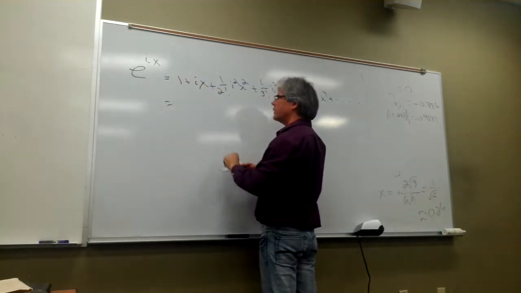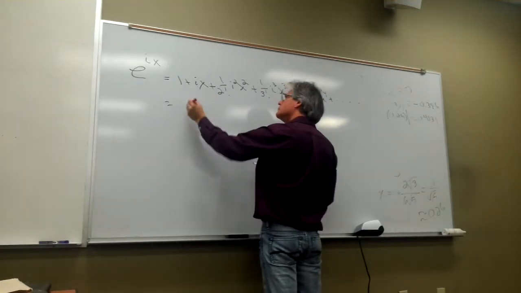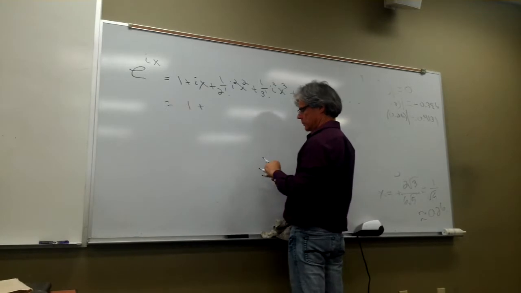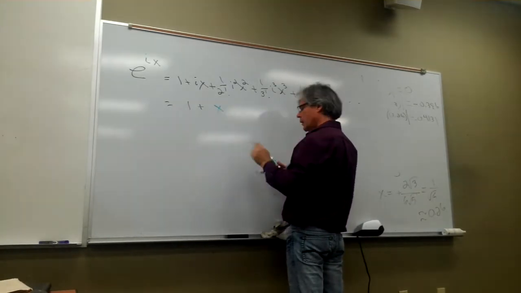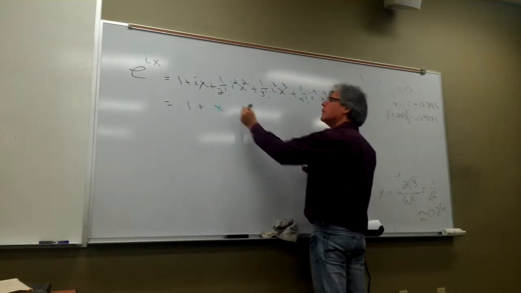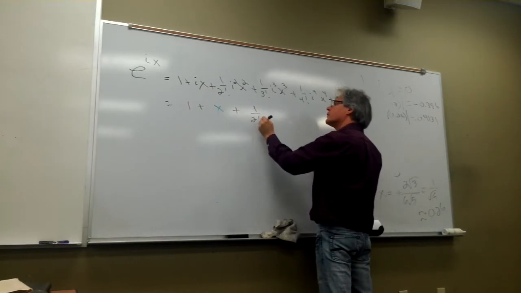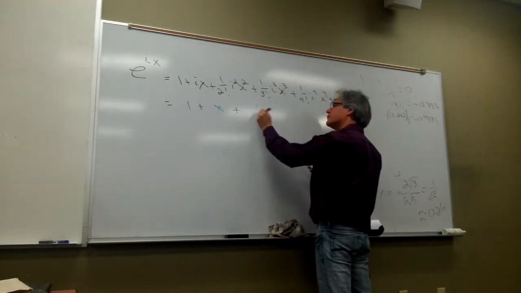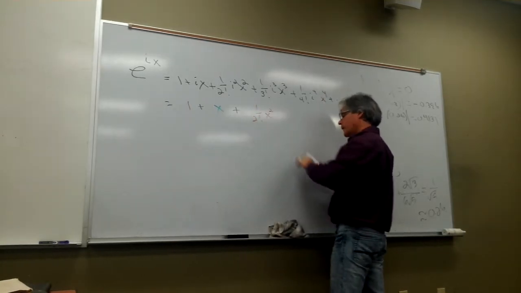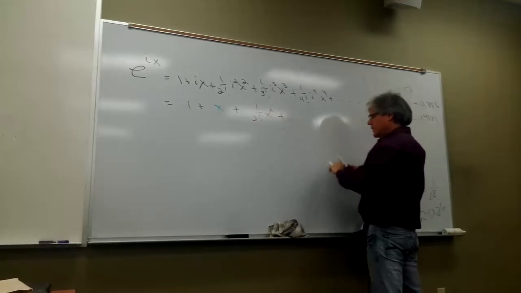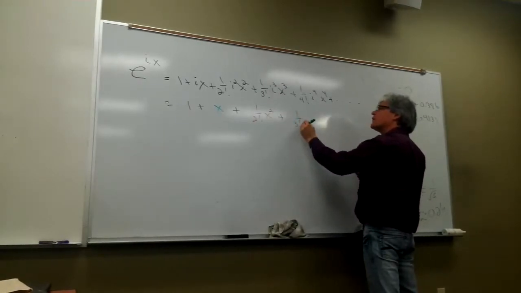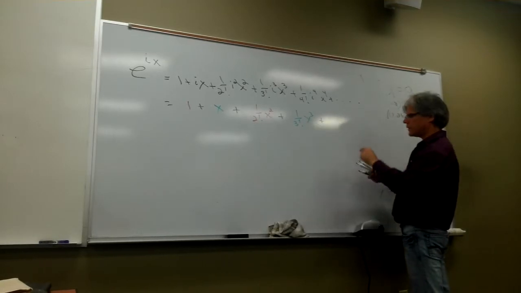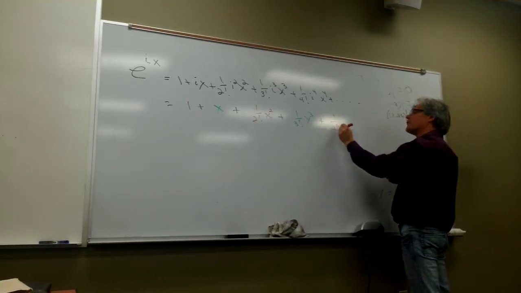I've got nothing more than 1 plus x plus 1 over 2 factorial x squared, which I meant to write in red, jeepers, plus, set in green, 1 over 3 factorial x cubed, and I guess I'll just write down one more time. That's a plus 1 over 4 factorial x to the 4th.